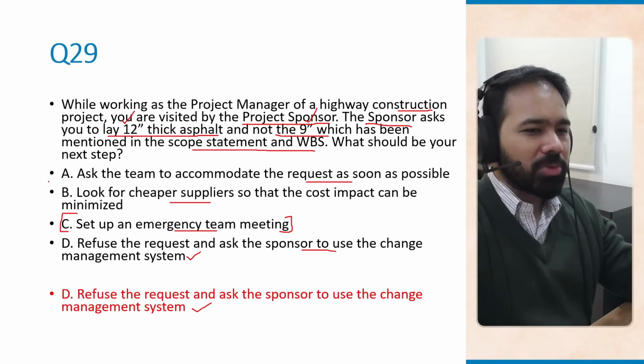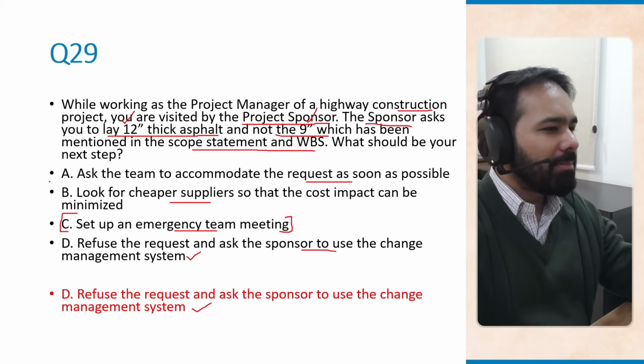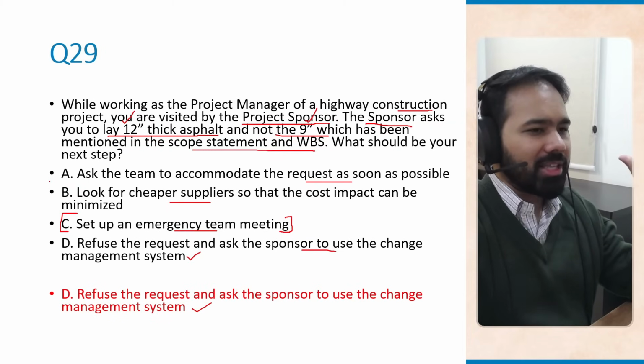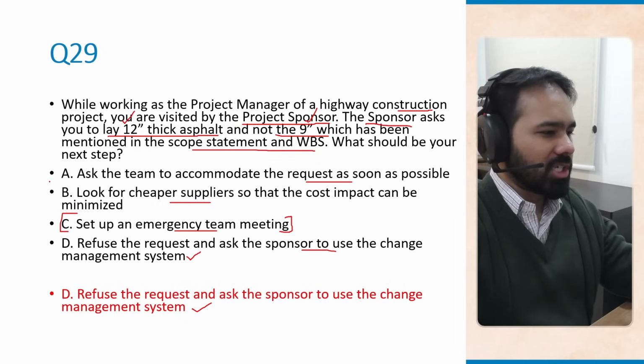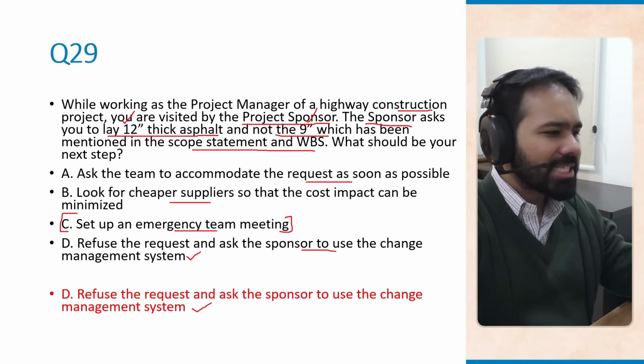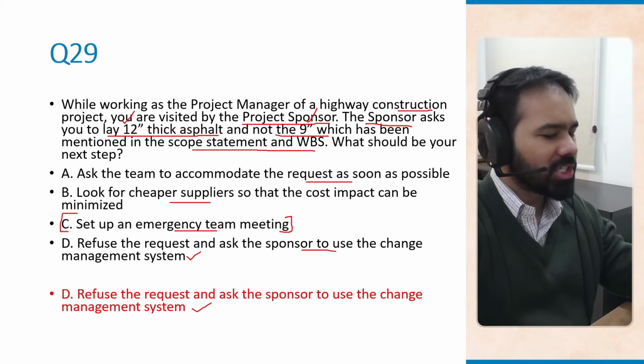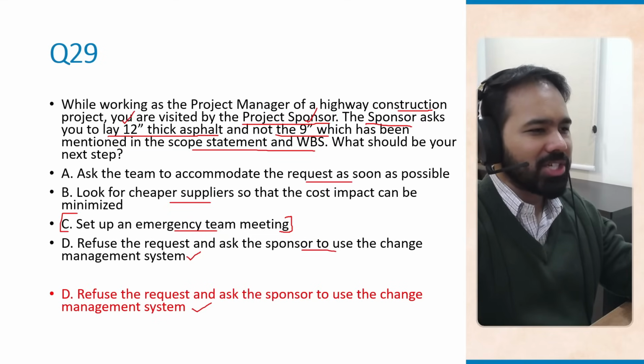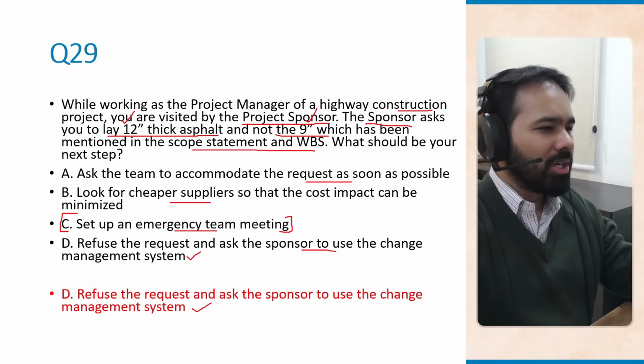And all these other options, they are bypassing the important approvals that are required. They are bypassing the process. So always route your changes through the change control system or the change management system. Never implement changes without due diligence.